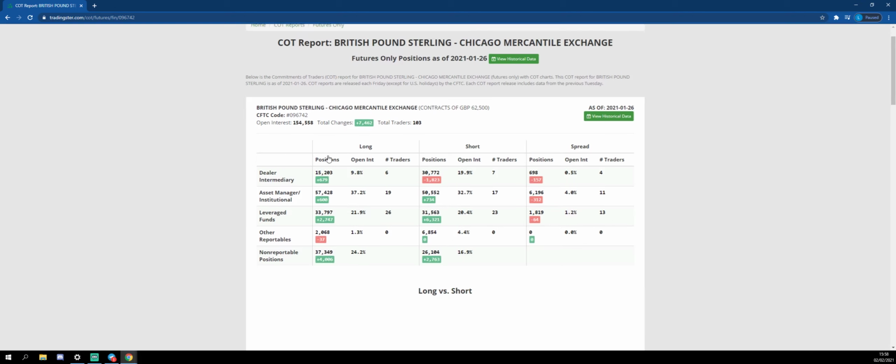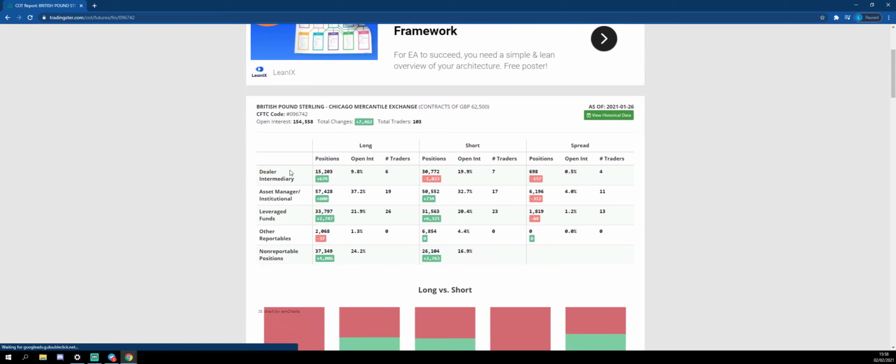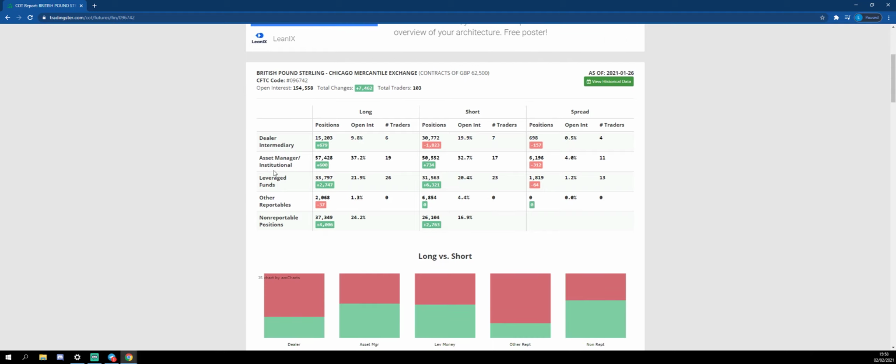So what I'm going to do is check out the pound. Just click on COT. Now what we need to focus on is these three. So we've got the dealer, asset manager, leverage funds, right? Or institutions. We focus on these three. We also ignore the spread. We don't focus on the spread at all, right?